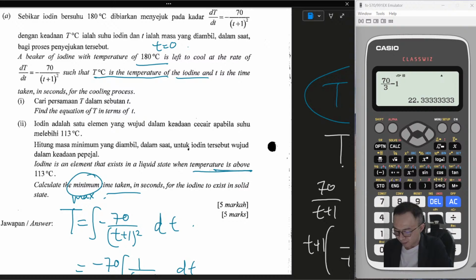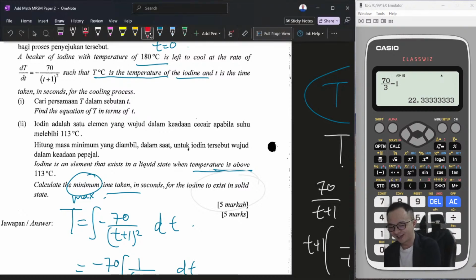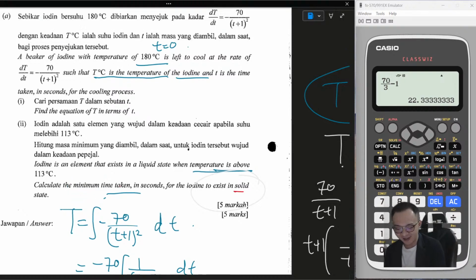Iodine is the element that exists in the liquid stage when the temperature is above 113. Oh, it means when the heat is above 113, then it will become a liquid. Find the minimum time taken. Oh, okay, I got it now. Oh my god, yeah, I didn't see this liquid stage.